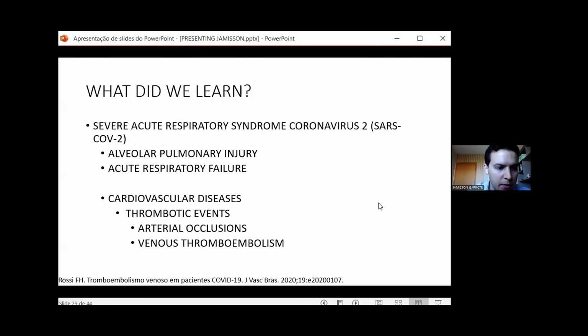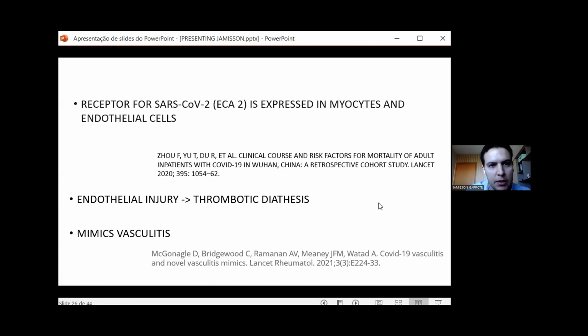So what did we learn? We know that the pandemic caused severe acute respiratory syndrome coronavirus 2, involving, in addition, cases of alveolar pulmonary injury and acute respiratory failure, cardiovascular disease, thrombotic events, arterial occlusions, and venous thromboembolism. We know that angiotensin converting enzyme 2, the receptor for the virus, is expressed on myocardial and vascular endothelial cells. So there is a potential for direct cardiac and vascular involvement by the virus.